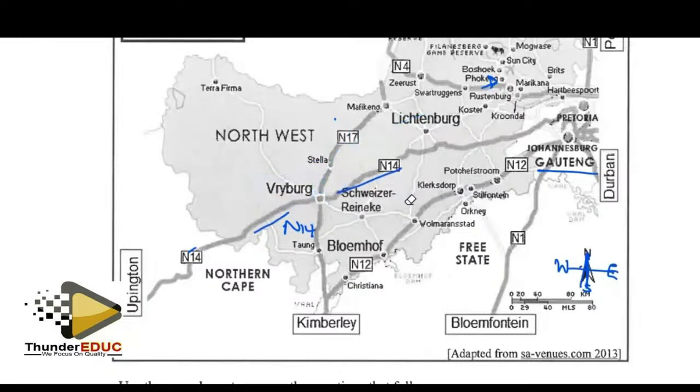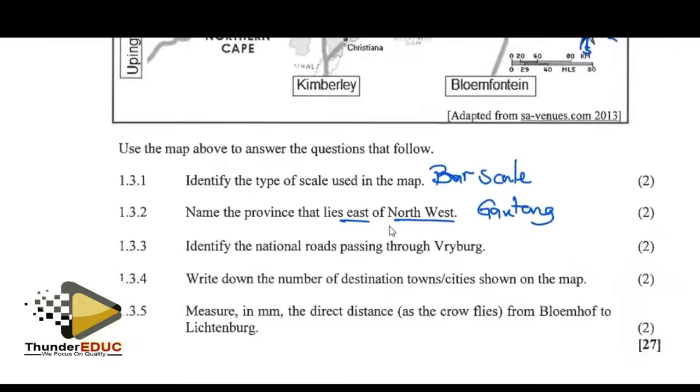N17, N17, which is this, N14. It's around Freiburg. All right, those are the steps that we see. So they pass through. They said, identify the national roads that pass through Freiburg.